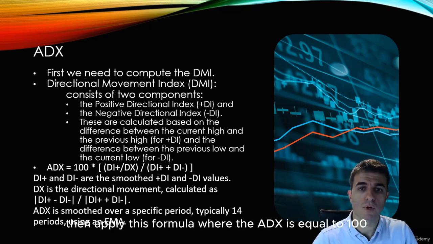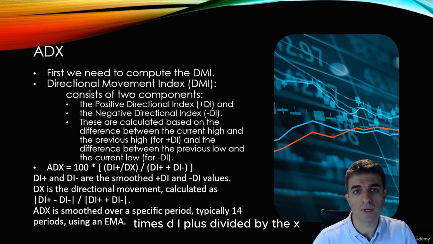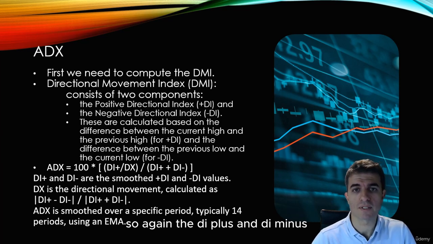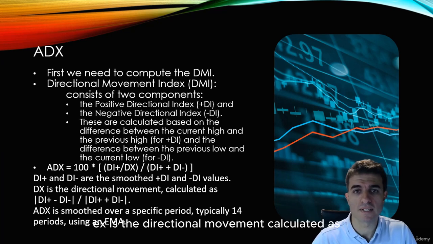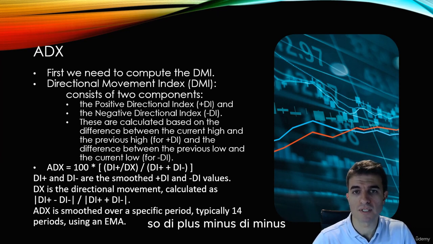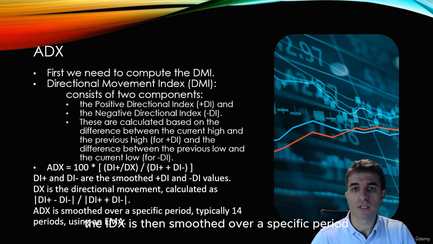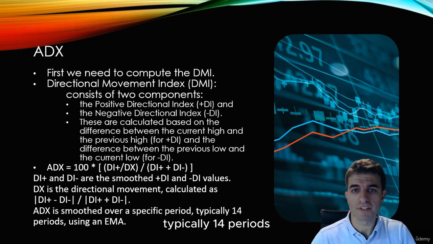Then we apply this formula where the ADX is equal to 100 times DX, where DX is DI plus minus DI minus divided by DI plus plus DI minus. So again, the DI plus and DI minus are the smoothed plus DI and minus DI values. DX is the directional movement calculated with the formula: DI plus minus DI minus divided by DI plus plus DI minus. So the ADX is then smoothed over a specific period, typically 14 periods, 14 candles, using an EMA.